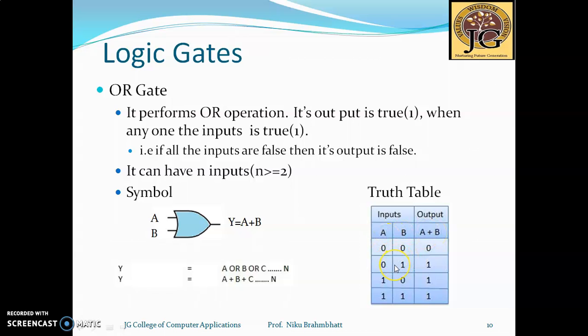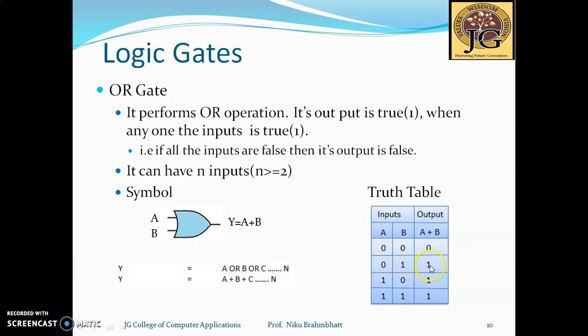Then make all the possible combinations, meaning 2 raised to 2 is equal to 4. So the 4 combinations are: both may have 0 value, one of them is 0 and another is 1, one of them is 1 and another is 0, and both may have a value of 1. Then how to calculate output? Its definition says that its output is 1 or true when any one of the inputs is true. So here both inputs are 0, so output should not be 1. So we'll put 0. Here a has 0 value but b has 1 value, meaning any one of the inputs has value 1, then output is 1.